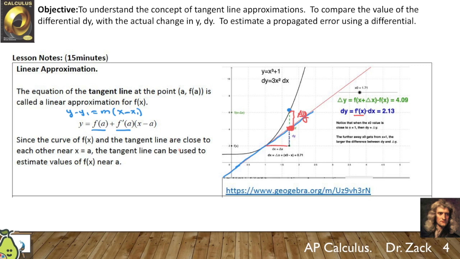So using the equation of a tangent line gives you a great approximation for the value of the function at that point. Now, the further that you get away from your tangent point, the worse your answer is going to be, because your delta y will be larger.